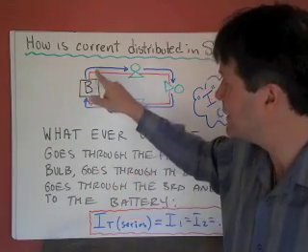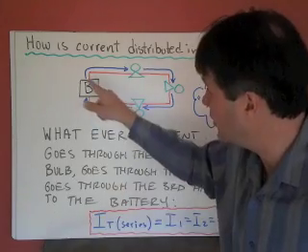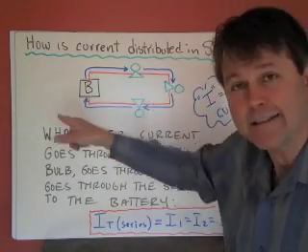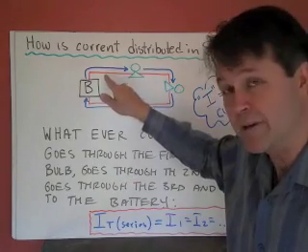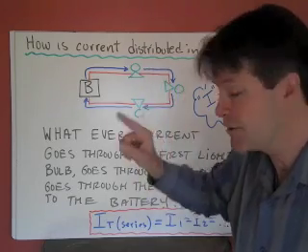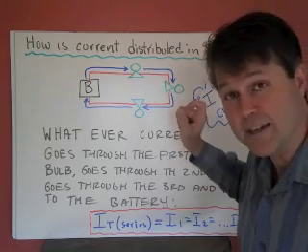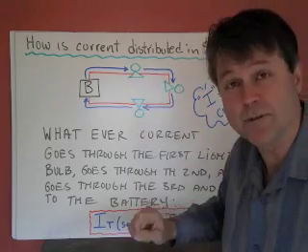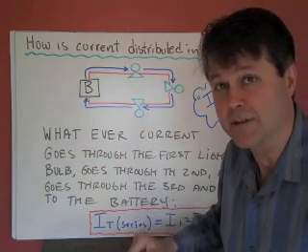So if they're shuffling together, they must be shuffling at the same rate, which means that the current in that loop has to be identical the entire way. So whatever the current is at this point, it's going to be identical to the current at that point, which means that the current through that bulb is equal to the current through the second bulb, and is equal to the current in the third bulb, and so on, as long as the bulbs are connected in series.